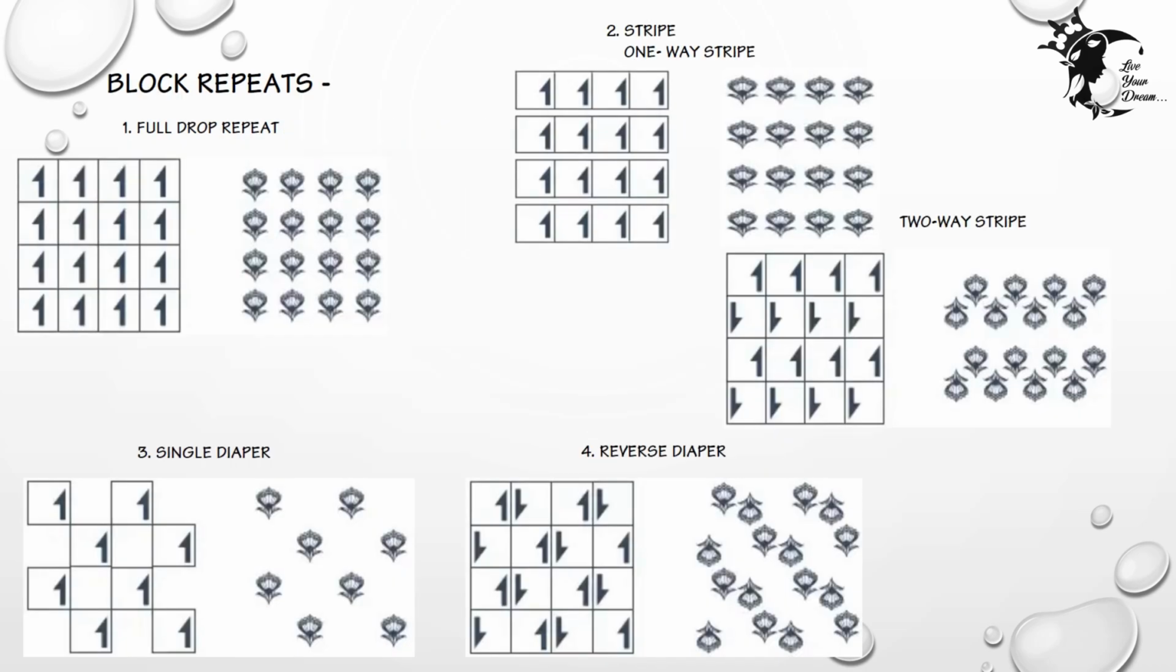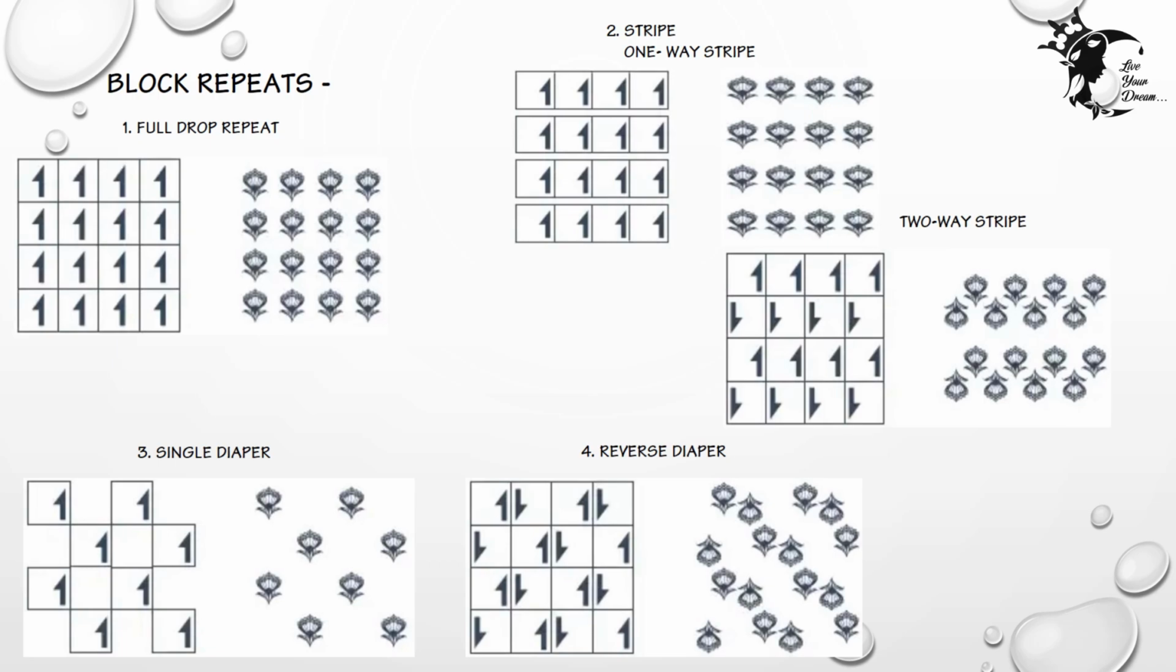Block repeats. The motifs are placed directly on a horizontal line to the left or right of the original motif. It is the simplest layout. When complete, it looks as if the motifs are stacked in an imaginary grid. The design always points to the same direction.